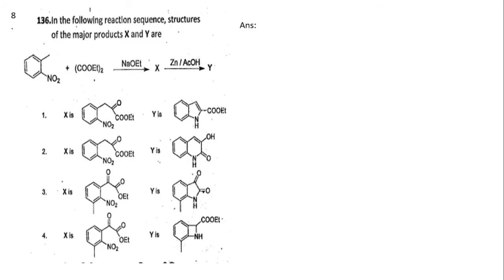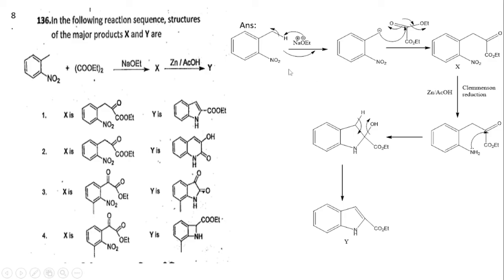Next problem is, in the following reaction sequence, the structures of the following products X and Y are? They have given this reaction. We need to find out the structure of X and Y. So the first reaction condition is they have given this sodium ethoxide. So sodium ethoxide, acting as a base, will abstract this methyl proton. Due to this it leads to the formation of this CH2 minus and here NO2.